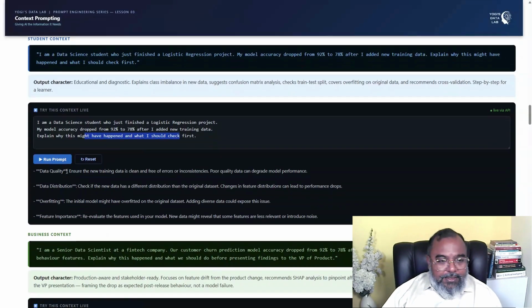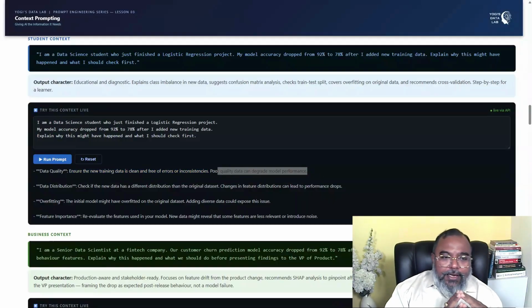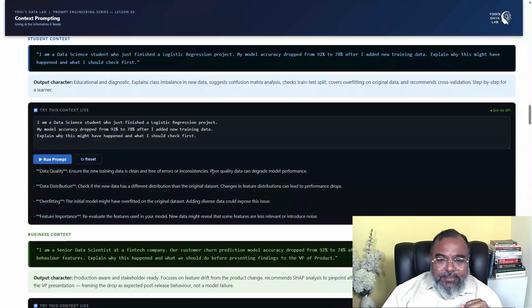So it tells you that for data quality, ensure that the new training data is clean and free of errors or inconsistencies. Poor quality data can degrade model performance. Another thing can be data distribution. Check if the new data has a different distribution than the original data set. Obviously, when the distribution is different, it can change. Changes in feature distribution can lead to performance drops.